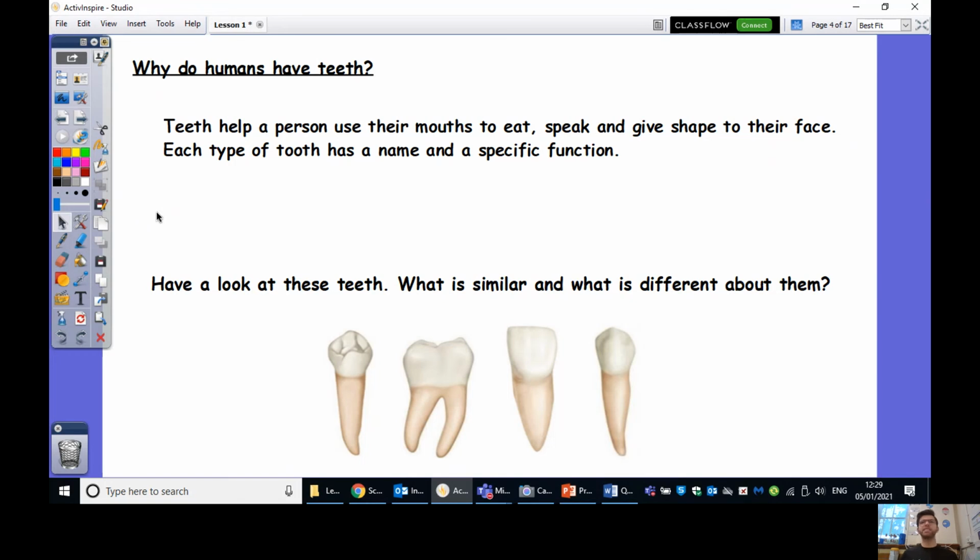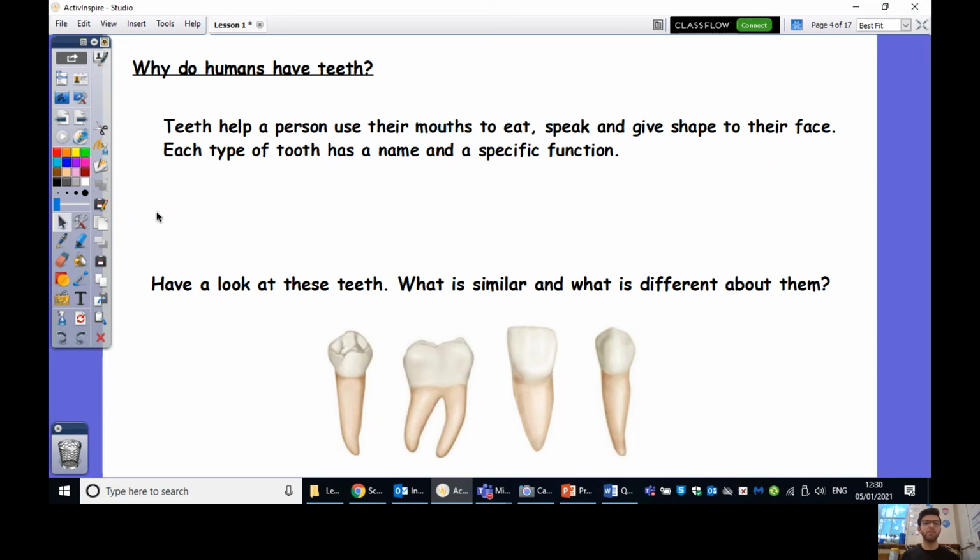So why do humans have teeth? Well, this may seem like an obvious one. Teeth, of course, help us eat. So chewing is the main function for our teeth. They help us chew, but they also help us speak. They help us form certain sounds. You'd find it much harder to talk without any teeth. It wouldn't be very clear at all. And also they give shape to our face as well, rather than it sort of sagging in. But the main reason that we have teeth is for eating and chewing our food.